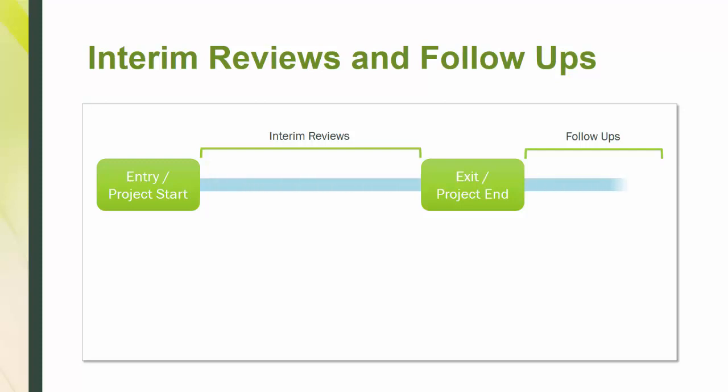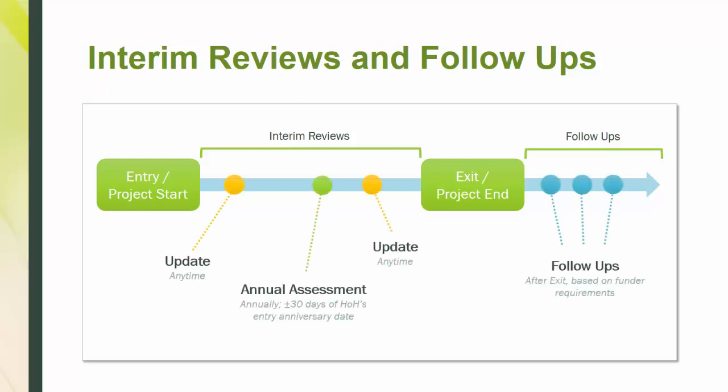Here is a high-level view of the entry-exit workflow. Time travels to the right, represented by the blue line. The period between entry and exit is the interim, where we perform interim reviews. This includes updates and annual assessments. Updates, the orange dots, can be performed anytime, while annual assessments, the green dot, are completed annually based on the head of household's entry date. After the client exits, there can be any number of follow-ups to check on how the client is doing after completing the program.